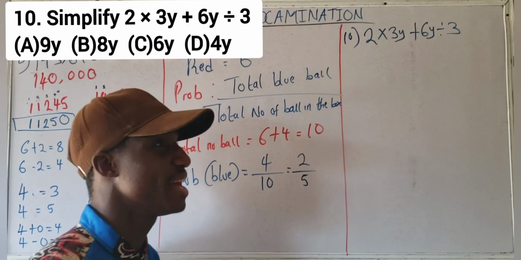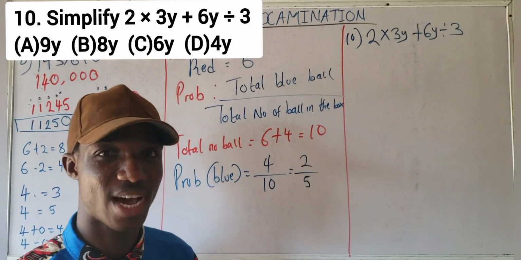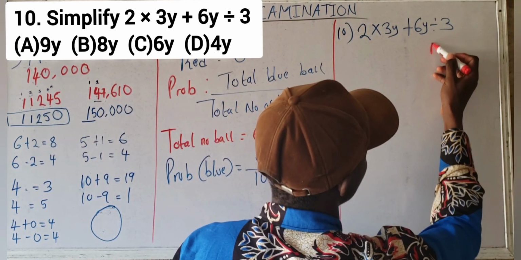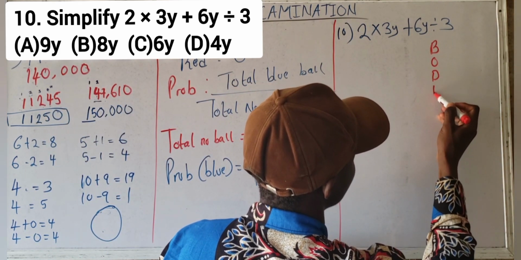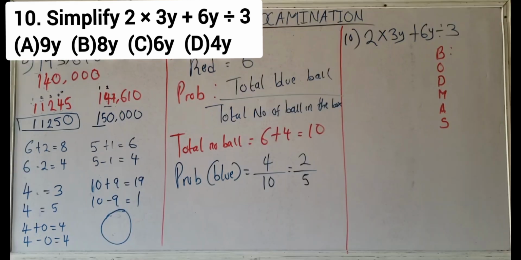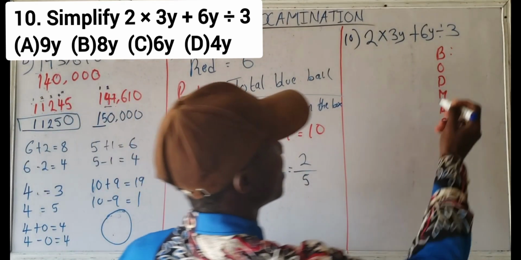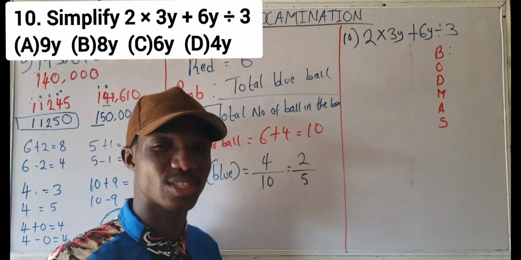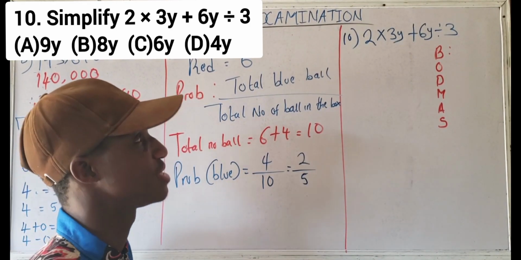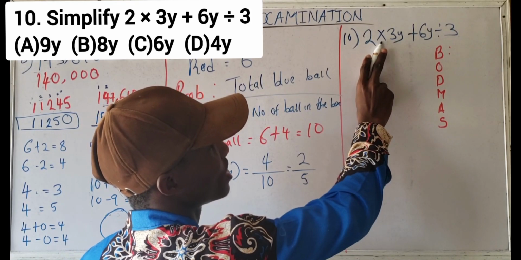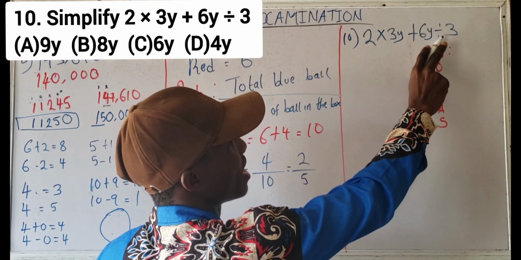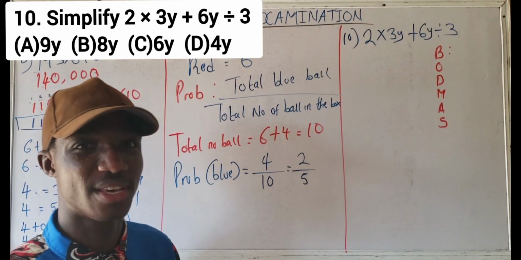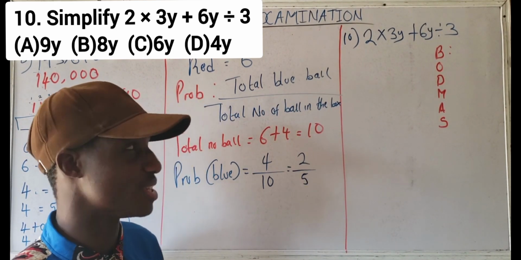BODMAS, you understand? Anytime you have an equation containing numerous signs, you approach it using BODMAS. BODMAS simply means that anytime you are given an equation that contains multiple signs. For example, look at this equation now. We have multiplication, we have addition, we have division. So anytime you are given this kind of equation that contains multiple signs, this is the best way to go about it. Listen, use BODMAS.